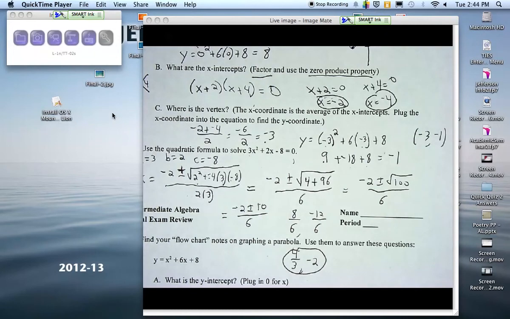Hopefully this stuff is starting to look a little bit familiar from Chapter 8. We'll keep reviewing the next few days to get you ready for that final exam.